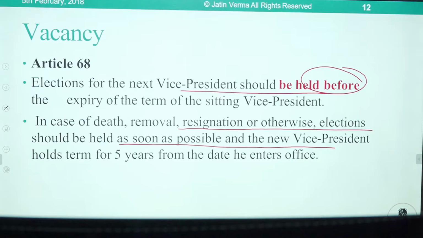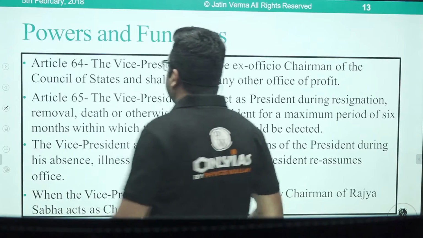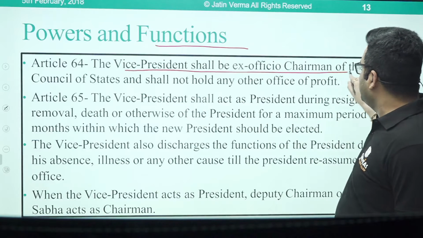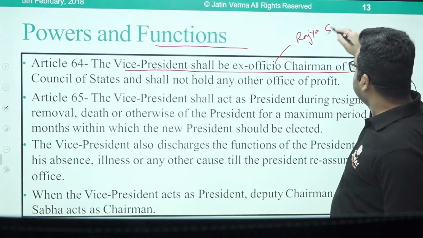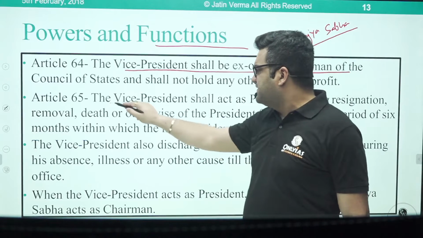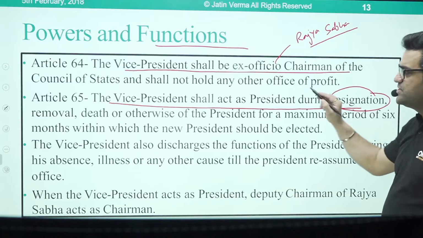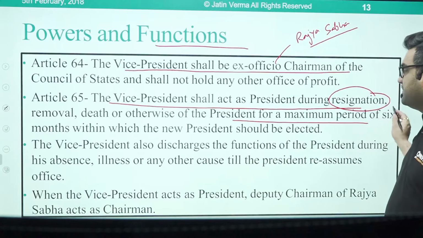Now coming to the other aspects here, powers and functions. Article 64 says that the vice president shall be the ex officio chairperson of Rajya Sabha. Alright, Article 65: the vice president shall act as the president during the resignation, death, removal or otherwise of the president, for a maximum period of 6 months.